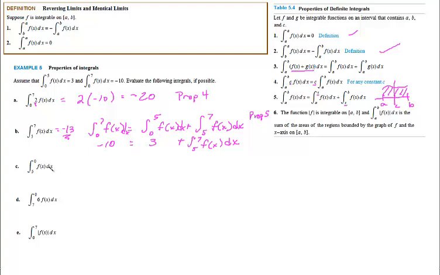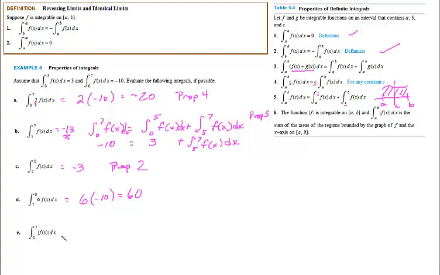Alright. Oh, this is the flip-flop. That's the reverse one. That's property 2. So this would be negative 3 by property 2. This one is reversed, and it has a multiplier. So it's going to be 6 times the negative of whatever this one is, which is negative 10. So this answer is just 60.